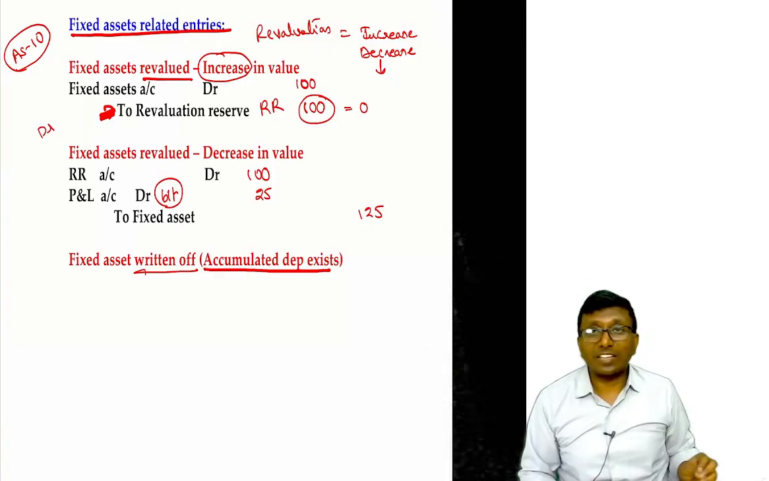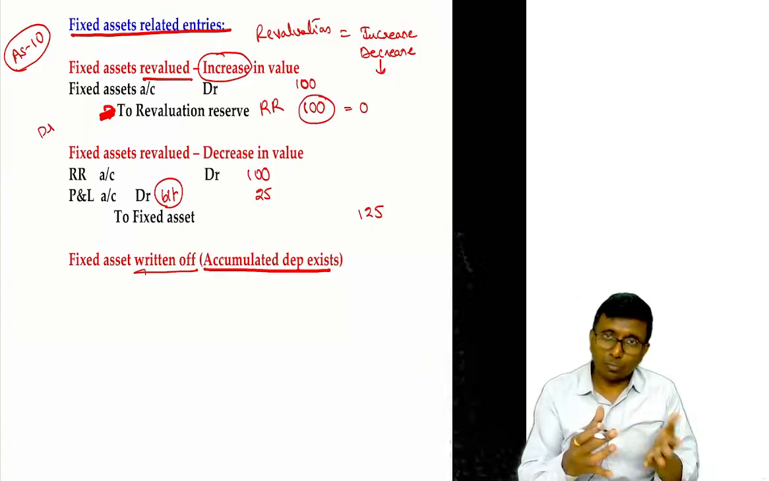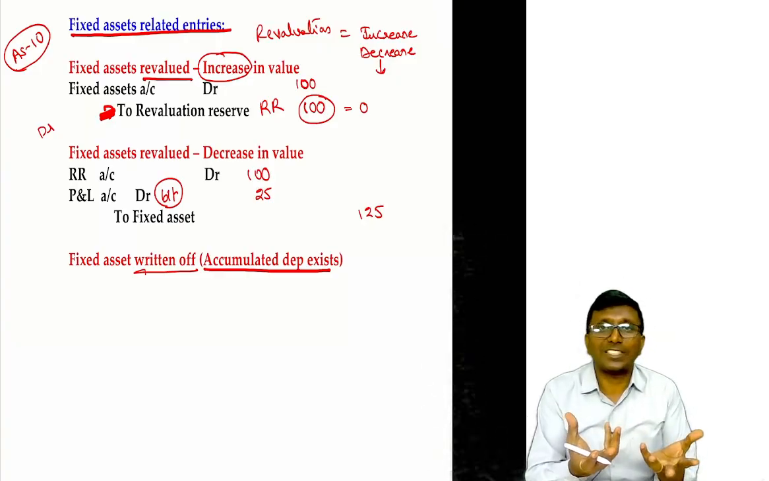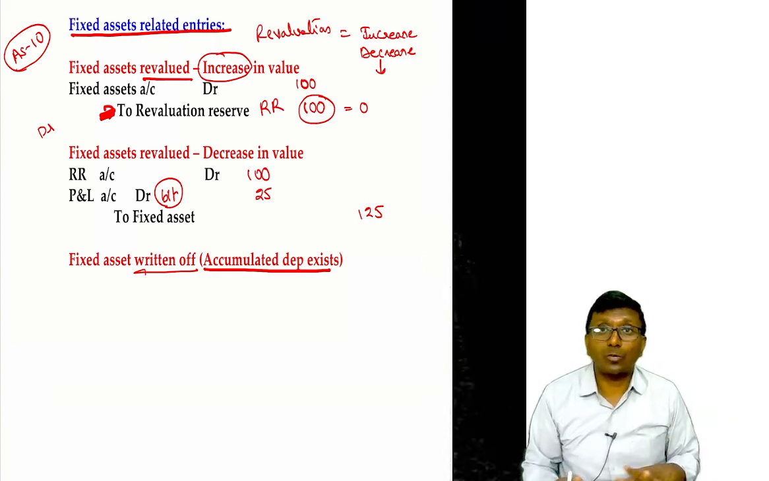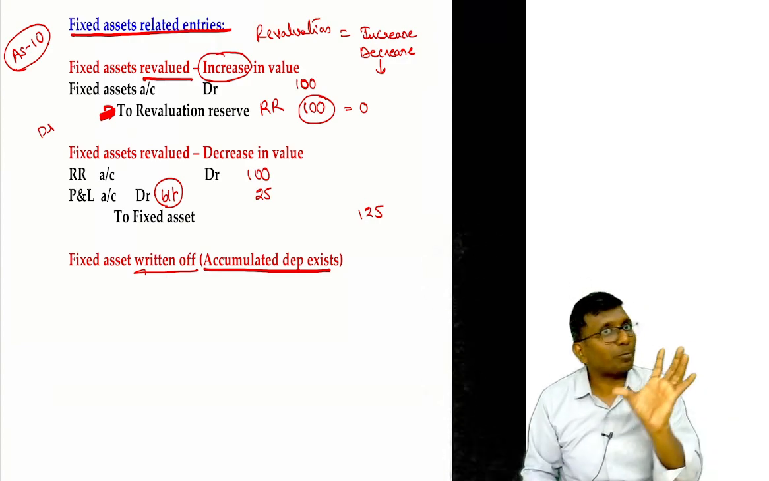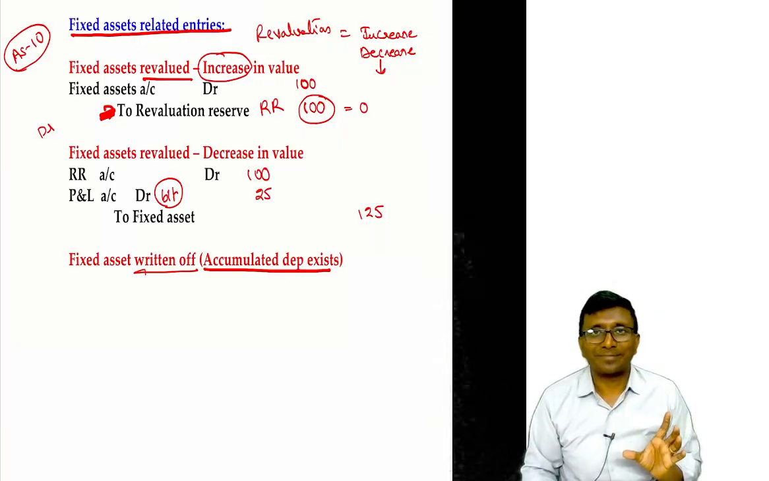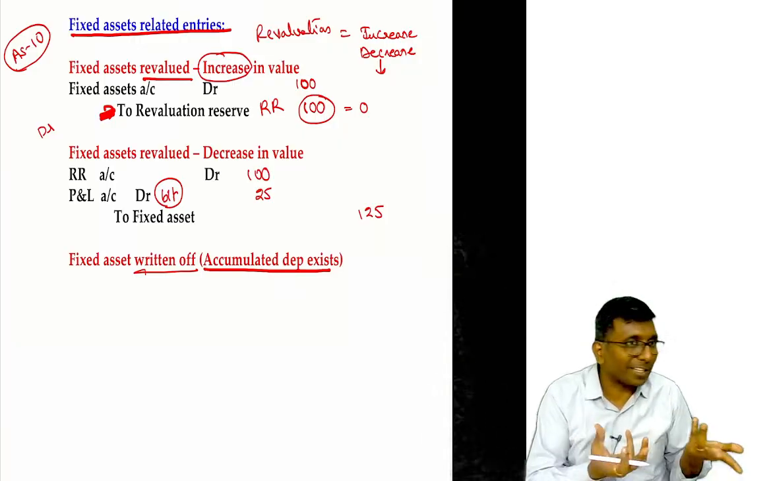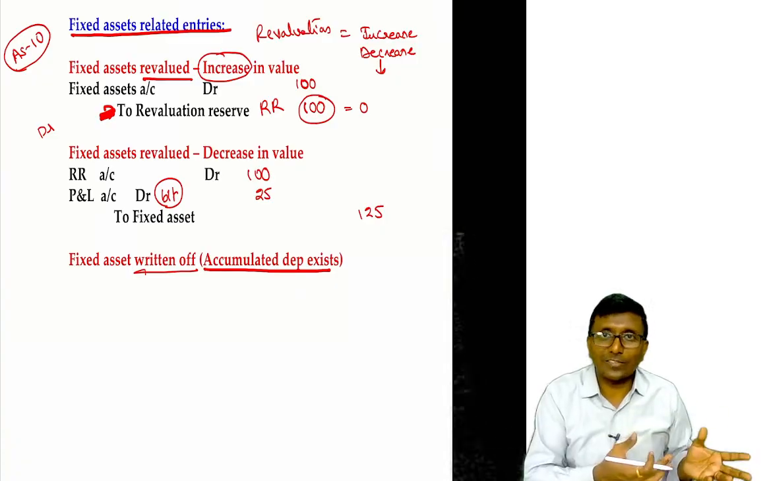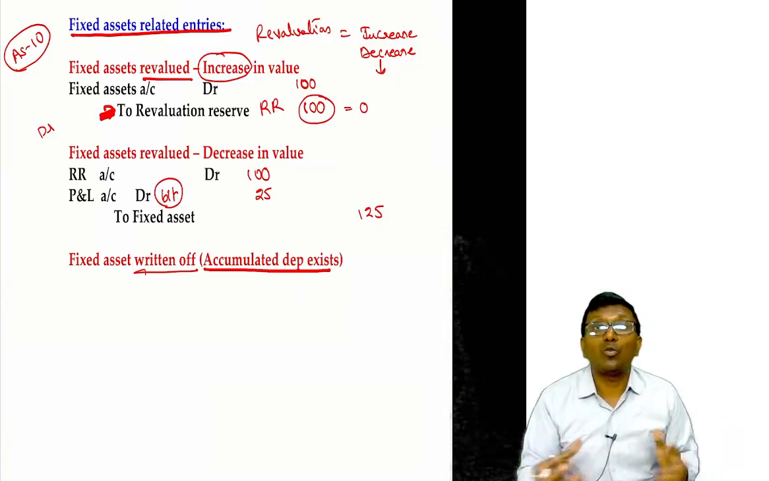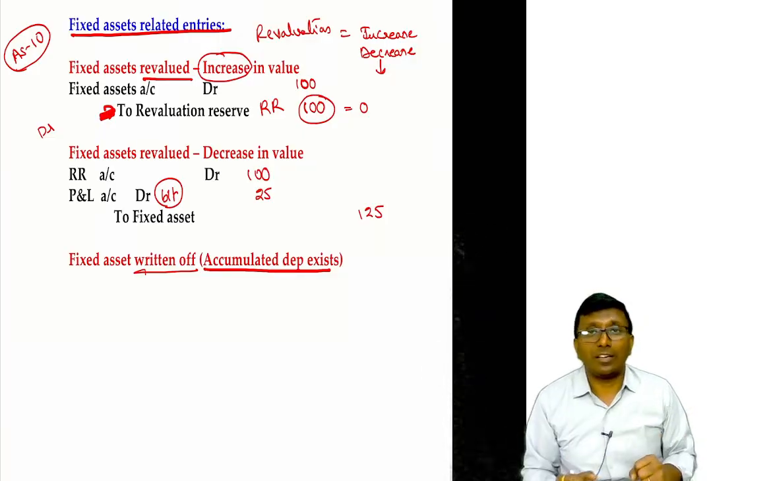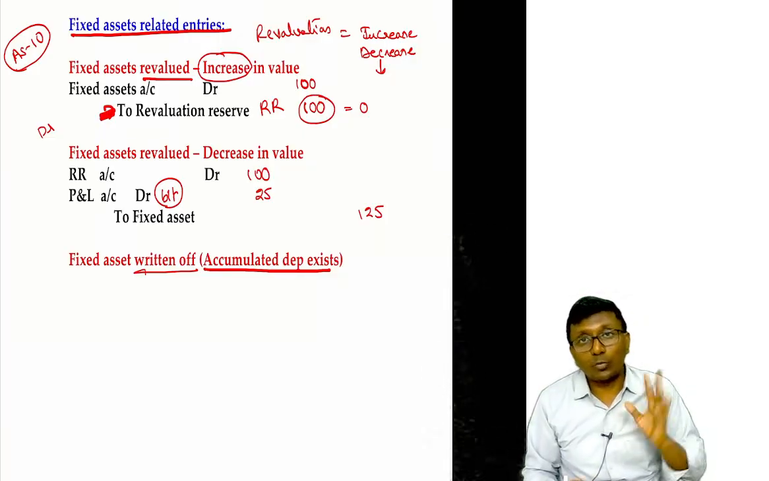If you cannot find it, then remove it from the books. Physically the asset is not there, so why is it in the books? If it is in the books, it will appear in the financial statements as a computer. When it is not there physically, it should not be there in the books of account either. So you have to remove it. That removal is called writing off.